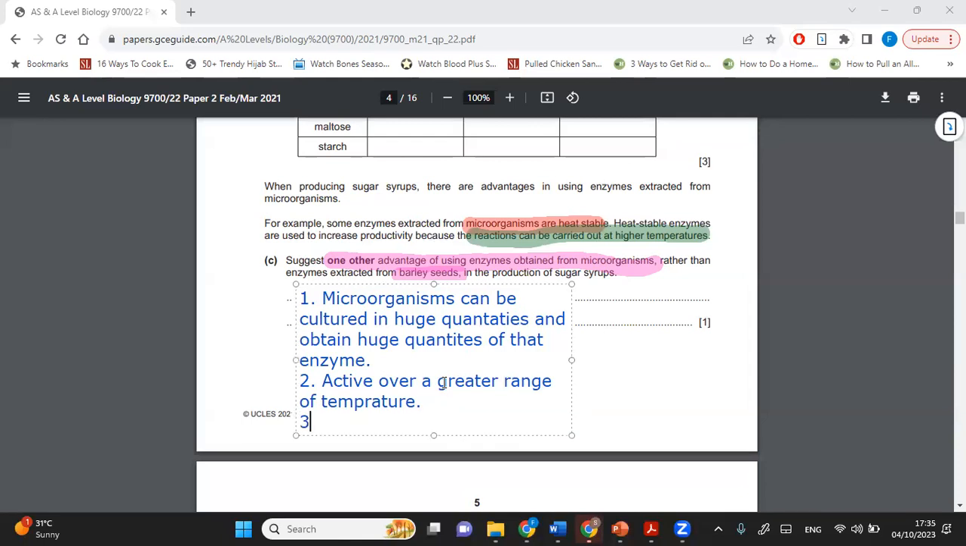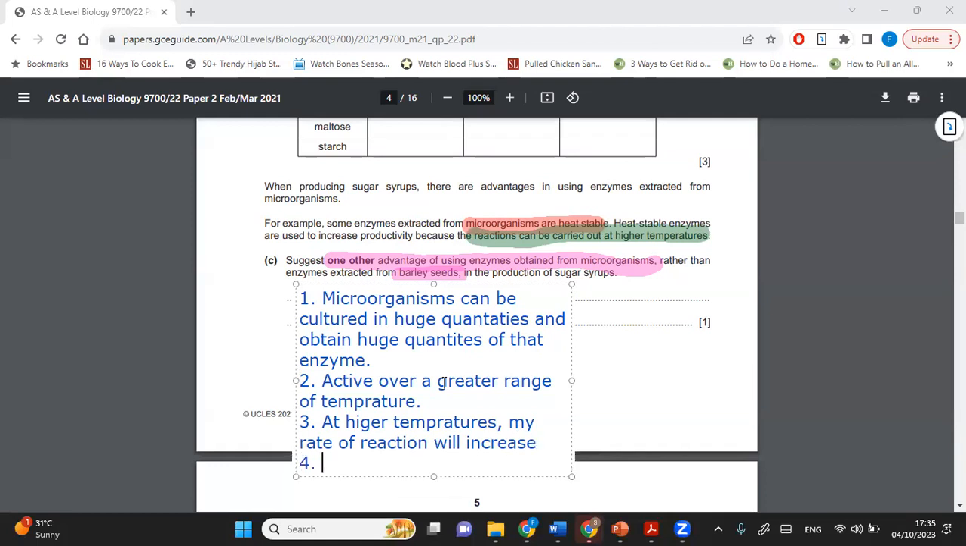Another important point. Think of it this way. If I can do my reaction at higher temperatures, it provides me a very important advantage. What advantage does it provide? It increases my rate of reaction. Because remember, temperature and rate of reaction are directly linked. If I increase the temperature, my reaction gets faster. So by using this enzyme, I can carry out reactions at higher temperatures, and as a result, my rate of reaction will be higher as well. So that's an advantage for me.